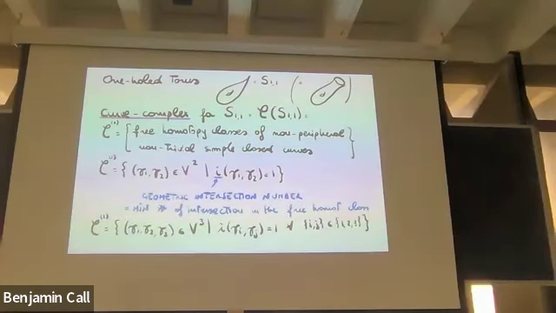The vertices are the homotopy classes of non-peripheral, non-trivial curves. You put an edge between two curves if they intersect minimally, so for the torus, if they intersect once. And you put faces if you have triples that pairwise intersect.